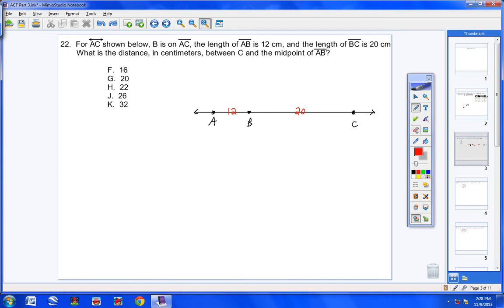Now let's talk about midpoint for a second, okay? Remember, midpoint means it is a point that falls right in the middle, thus it's called midpoint.